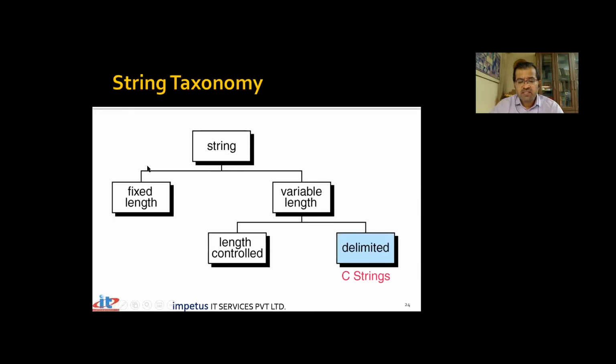So in different languages, we have different types of strings. C has strings which are variable length delimited. Understand the word delimited. Delimited means there is a character which will tell us where the string gets over. String kahan khatam ho raha hai, that is what it will specify. So wherever you get this delimiting character, there the string gets over.